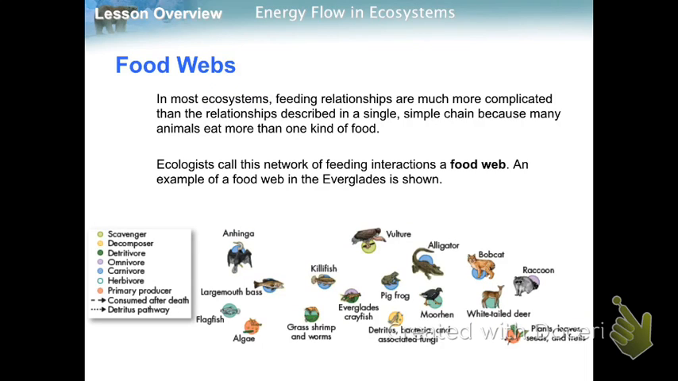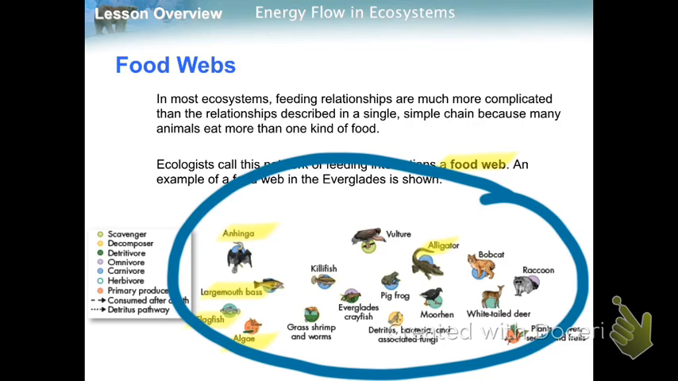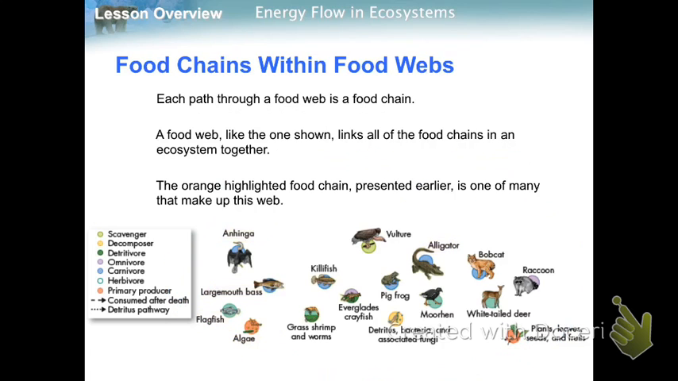Many food chains linked together are called a food web. So now we have here the 5 organisms that were in that food chain. They're part of a much bigger picture, as you can see here, the food web. Each path through the food web is a food chain. Like I said, it links all of the food chains in an ecosystem together.